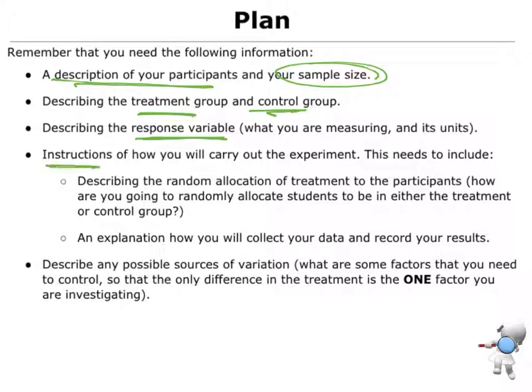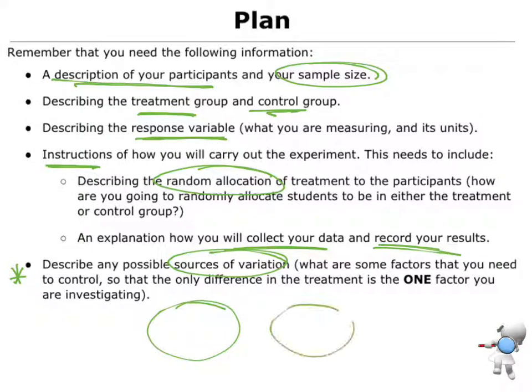I need to then have some detailed instructions, and particularly that must include how am I randomly allocating treatments to participants. So how am I going to decide which student is either in the treatment group or the control group? I then need to add an explanation of how I'm going to collect the data and how I'm going to record that result. And lastly, I need to look for any sources of variation. So remember, in an experiment, we want to have everything controlled so that the only difference between my treatment group and my control group is going to be due to the experiment itself, but I want to control all of the other factors.